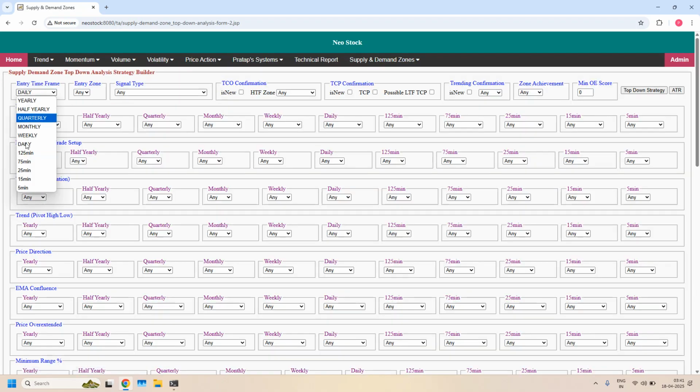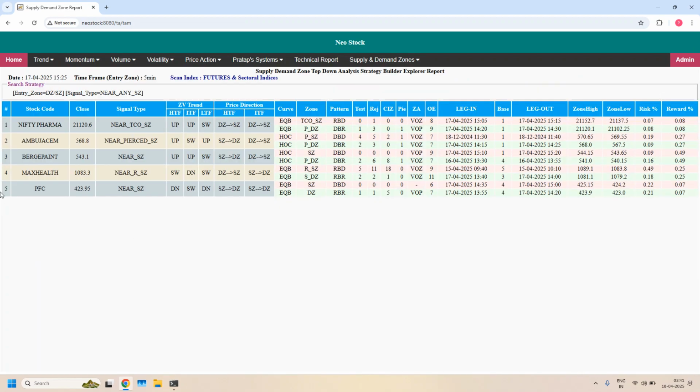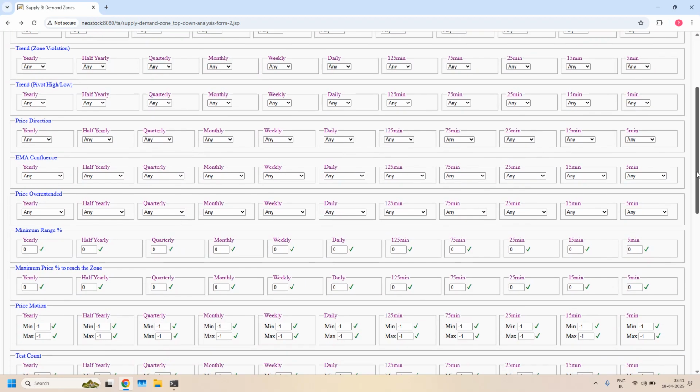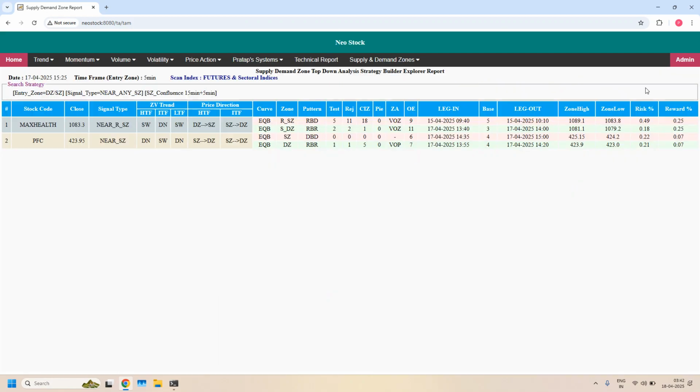Next, for 5 minutes time frame, stocks near to the 5 minute supply zone, we got 5 stocks. Let us further filter this list based on the supply zone ITF Confluence. That is a 5 minute supply zone with a 15 minutes supply zone Confluence. With this filter, we got 2 stocks. So this is about stocks near demand and supply zones for different time frames.